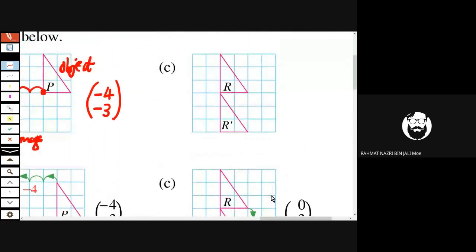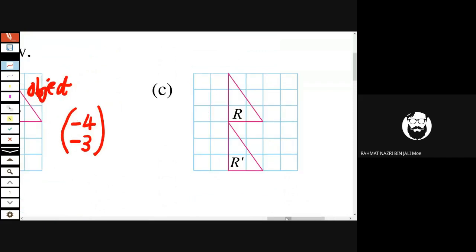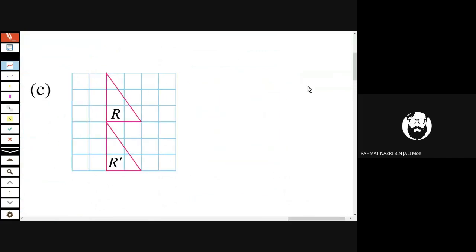Okey, kemudian C, soalan C. Kita lihat ini, pastikan yang mana satu objek, yang mana satu image. Objek berada di atas. This is object. And here we have image. Image berada di bawah. Okay, tapi dia tidak bergerak ke kanan ataupun ke kiri. Dia masih sama jalan ini. Jadi dia cuma bergerak ke bawah.